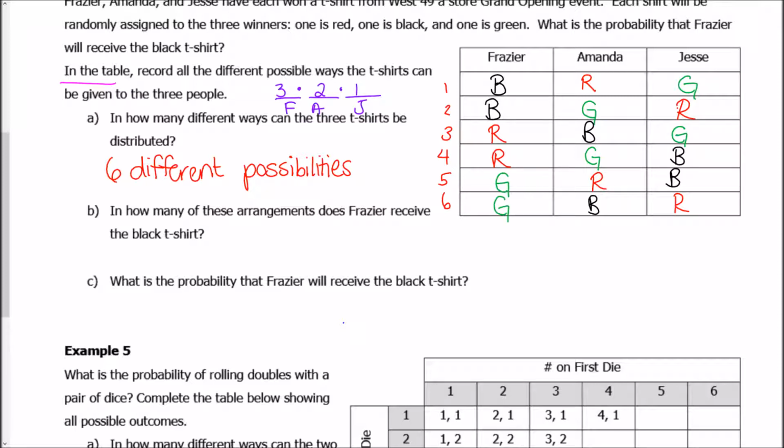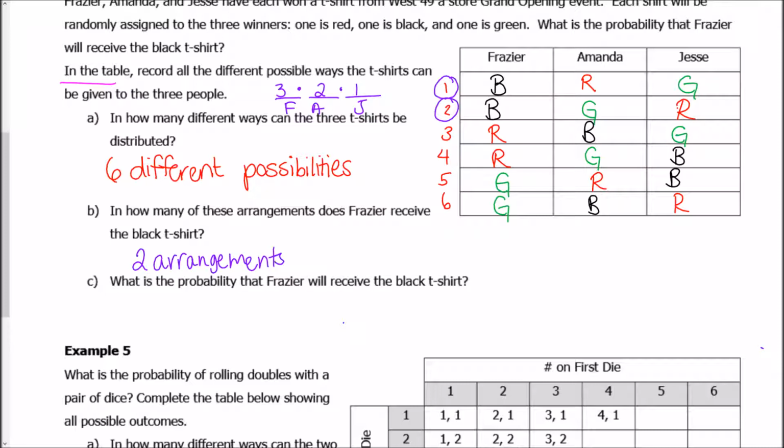So part B says, in how many of these arrangements does Fraser receive the black t-shirt? Well, Fraser receives the black t-shirt in option 1 right here, and then in the second way that we've arranged it. All the other ways, he doesn't receive a black t-shirt. So there are 2 arrangements that result in Fraser getting the black t-shirt.